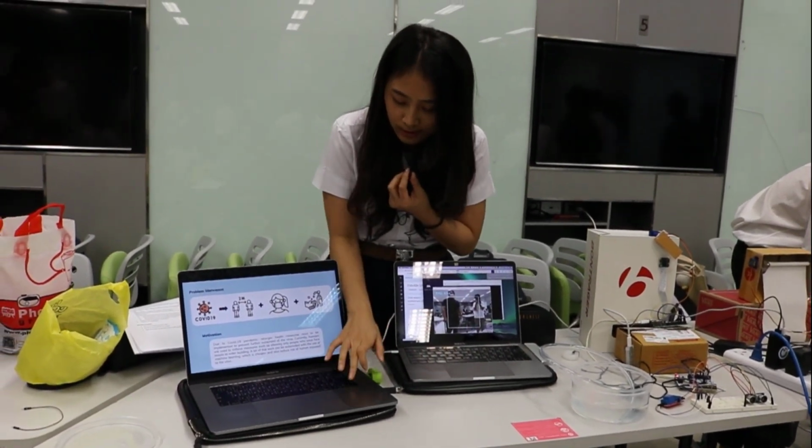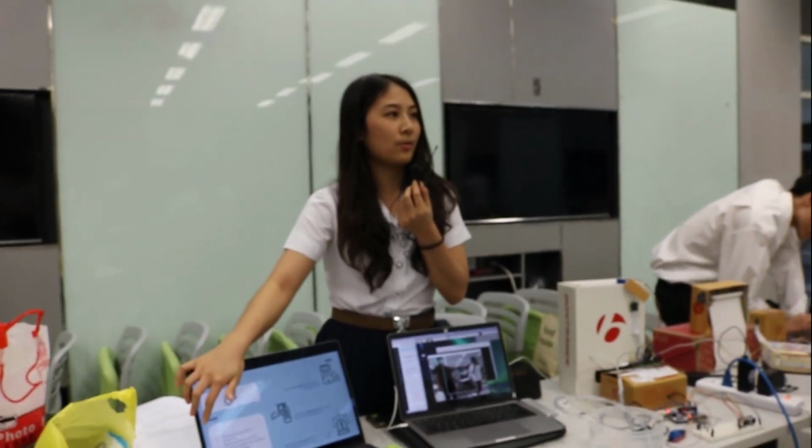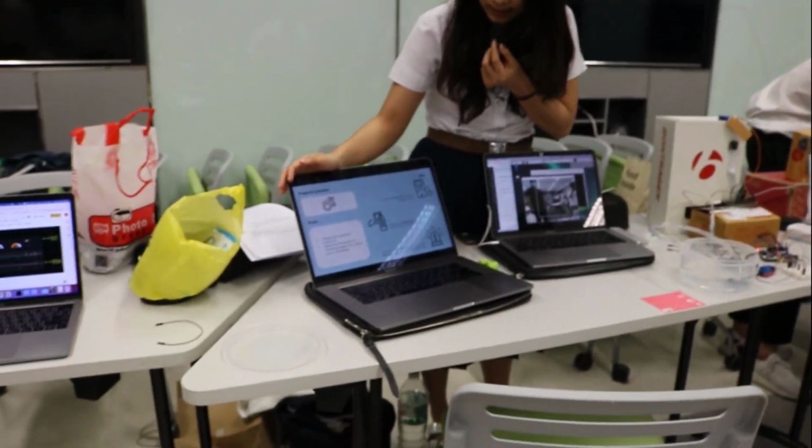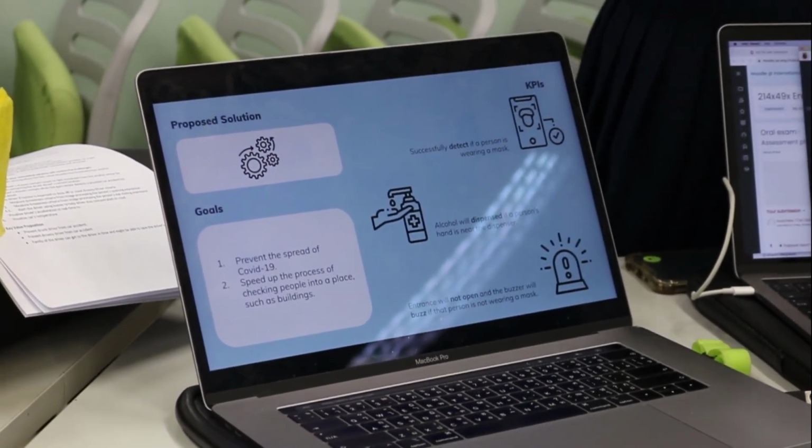So the proposed solution is that we want to automate the COVID prevention system by using a machine learning algorithm. Our goal is to prevent COVID-19 from spreading, as well as speeding up the check-in process into a certain place such as buildings.